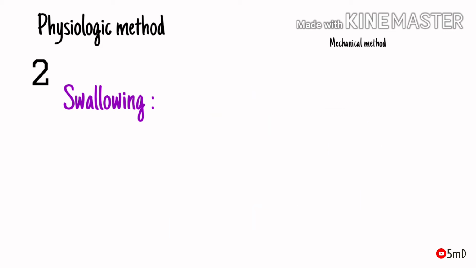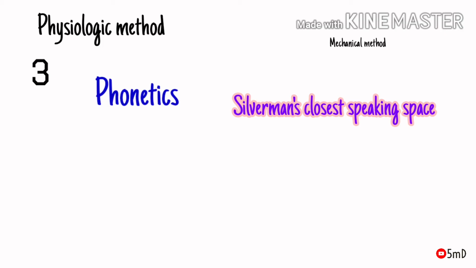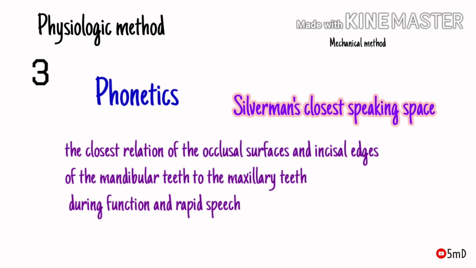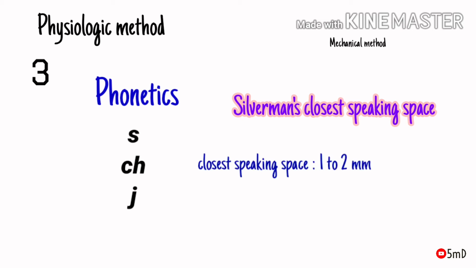The next method is using phonetics, which is an important method. It is based on the concept of closest speaking space given by Dr. Silverman. He defined closest speaking space as the closest relationship of the occlusal surfaces and the incisal edges of the mandibular teeth to the maxillary teeth during function and rapid speech. When the patient repeats words containing the letter S or sounds like itch and idge, the gap between the upper and the lower occlusal rim should be 1 to 2 mm, which is the closest speaking space.